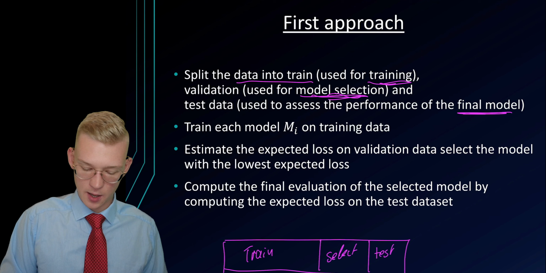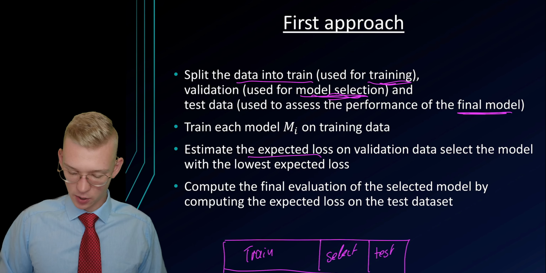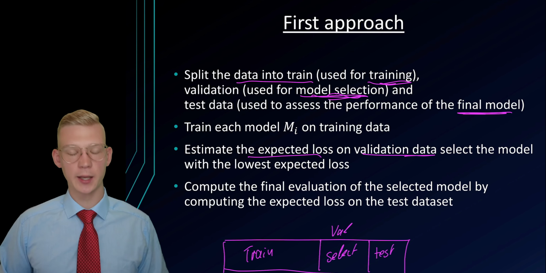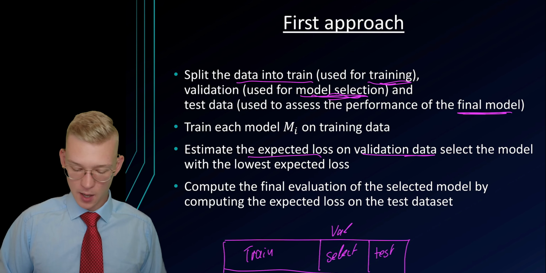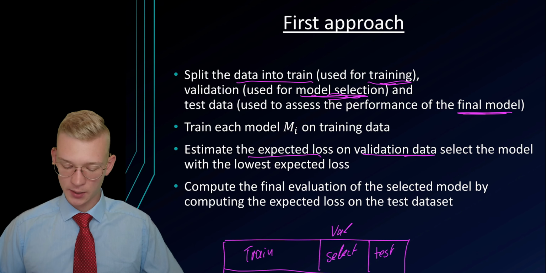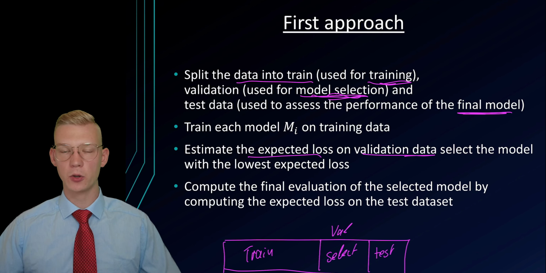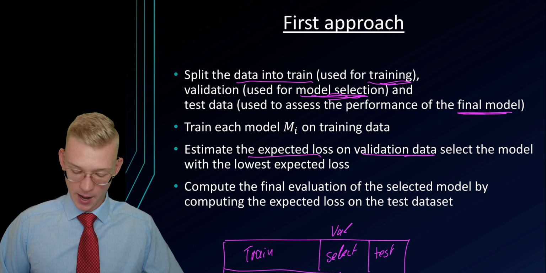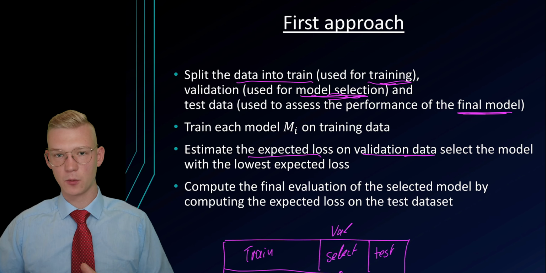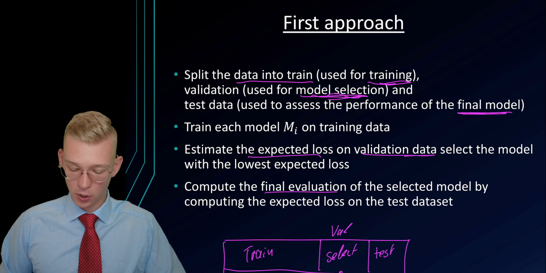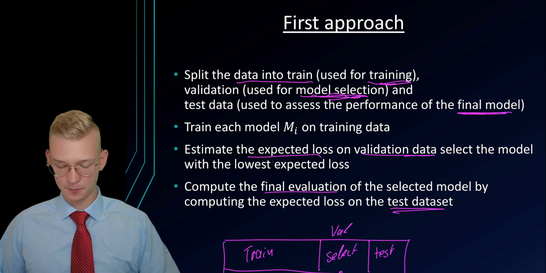So we estimate the expected loss on the validation data set. So this is the validation data set to select the best model. And this is just the part for selecting the best model. The validation data set will not tell us anything about the expected loss of that model because we're biased when selecting that model. So to compute the final evaluation on the best model in the validation set, we use the test data set.